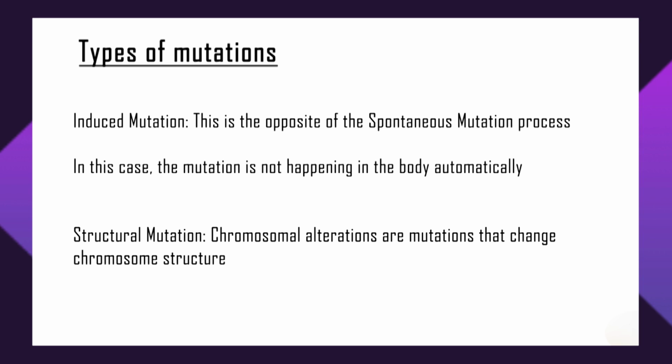So, these are the types of mutation at the chromosomal level, may be structural or may be numerical. If we change the number of the chromosome or structurally, they are different. So, two types of mutation, structural and numerical. In structural mutation, chromosomal alterations are mutations that change chromosome structure. They occur when a section of a chromosome breaks off and rejoins incorrectly or does not rejoin at all. You can see this picture, the structural mutation.